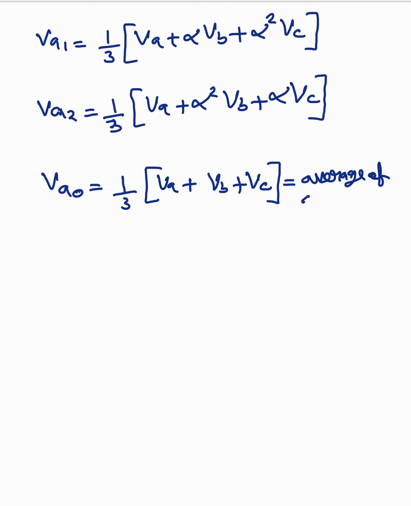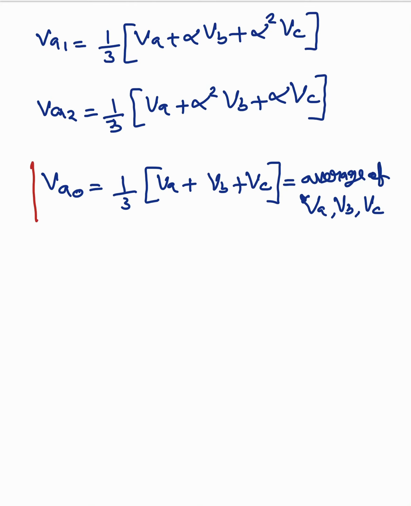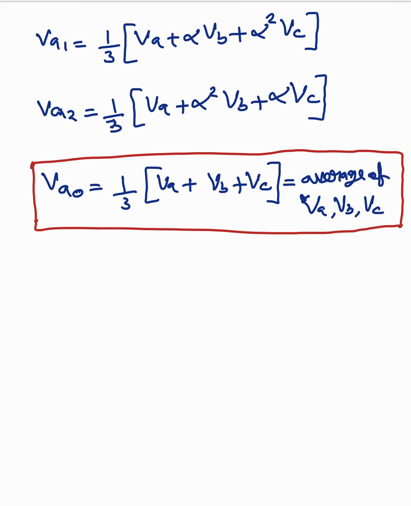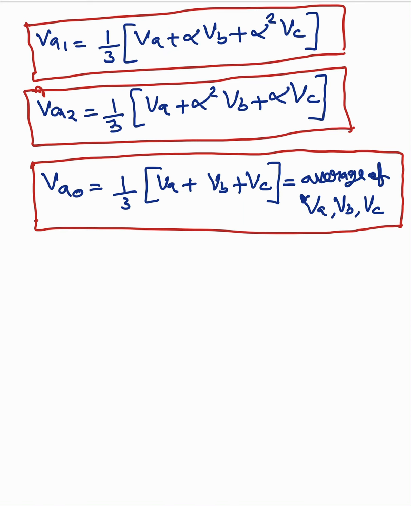Okay, so these are the most important equations, very important for calculating numerical problems. So these are the equations for the VA1, VA2 and VA0 parameters. I hope you understand how to calculate these parameters.